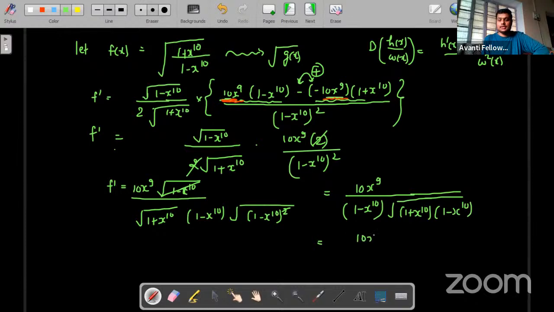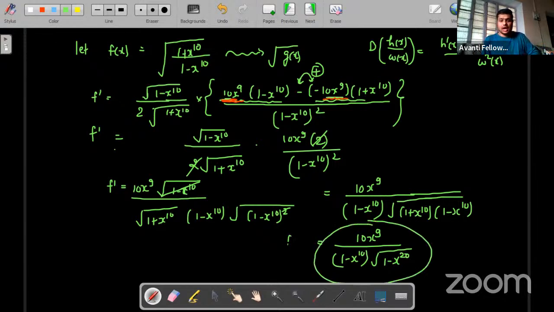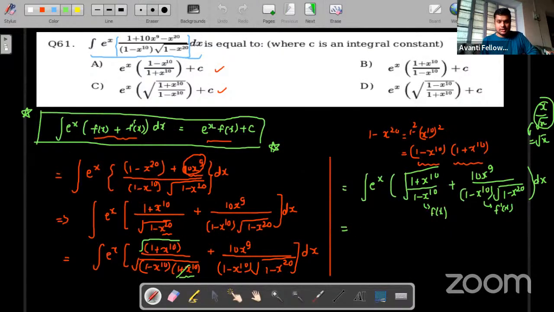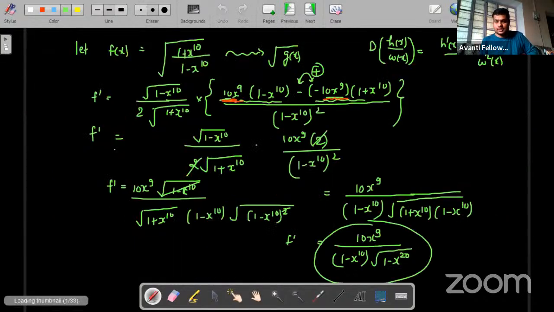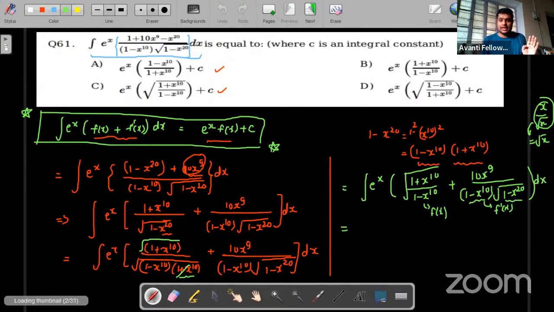So this is 10x to the power 9 upon 1 minus x to the power 10, whole multiply. Now a plus b into a minus b, so I'll directly write a square minus b square. Now you can check, this is our f dash. So let's see whether this is f dash or not. So in the previous part, 10x to the power 9, here 10x to the power 9 upon 1 minus x to the power 10 into root 1 minus x to the power 20. Clear? So we have cross-checked that if I have assumed that one as fx, then this second term will be our f dash x.